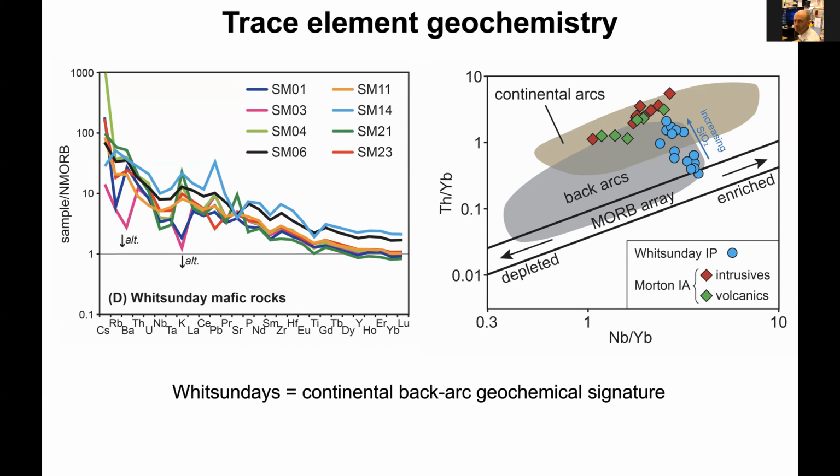The Whitsunday rocks are plotting from close to the MORB array for the most mafic rocks, and then as you increase silica up towards the rhyolites, they're extending upwards in their thorium/ytterbium ratio. And these fit quite nicely into an enriched back arc field or a continental back arc type setting. And that's what we're interpreting here, that the Whitsunday rocks are consistent with a continental back arc setting.